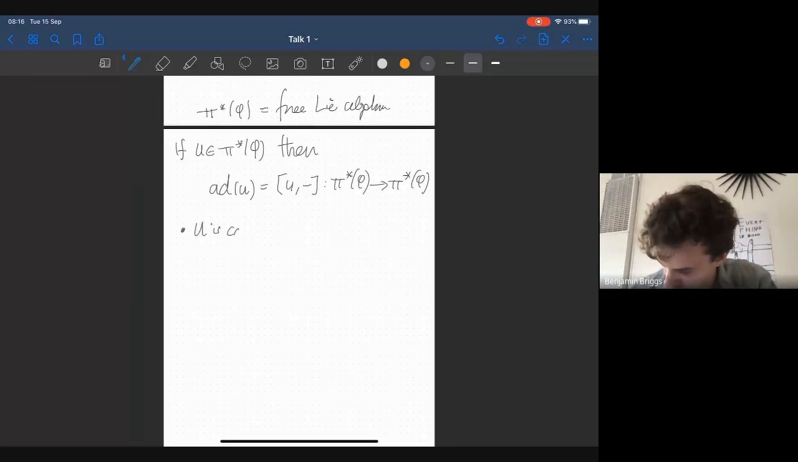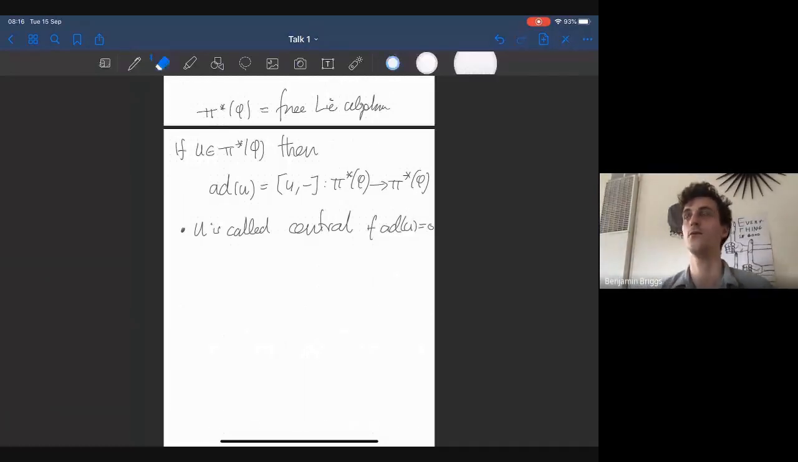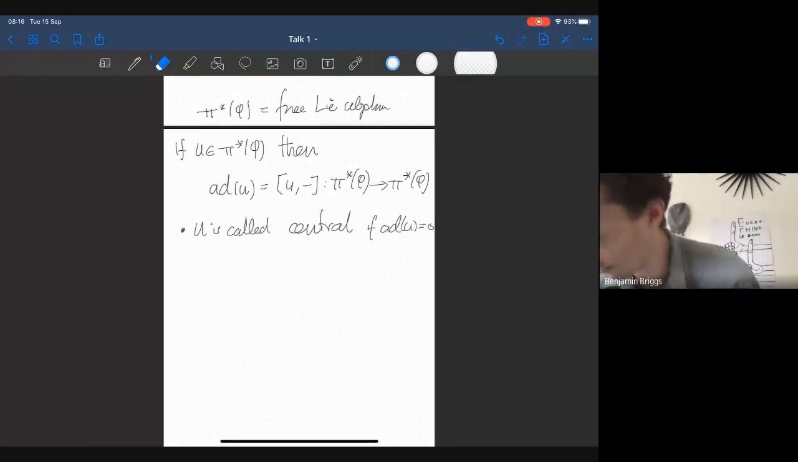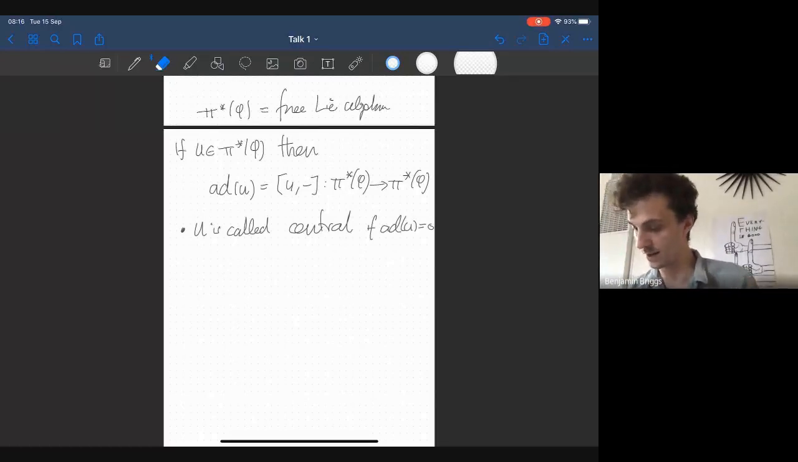U is called central if ad U is 0. So if bracketing with U is completely 0, that means I have a central element. It makes sense if you think of the bracket as a commutator, which one can certainly do. It's saying U commutes with everything, so it's central.